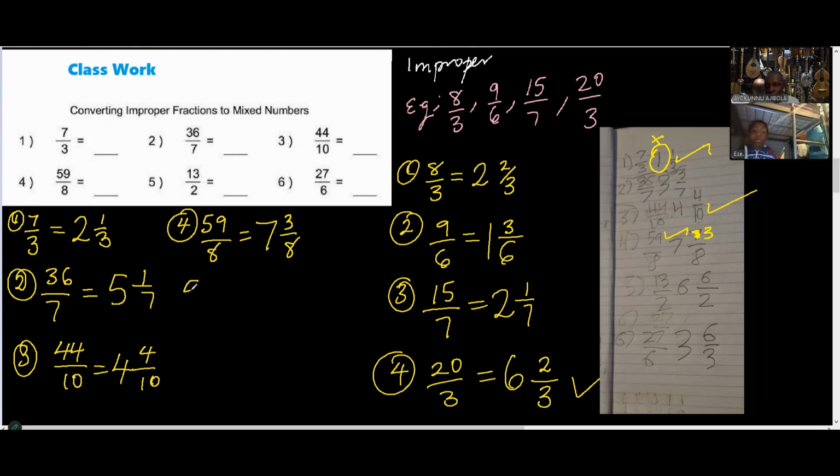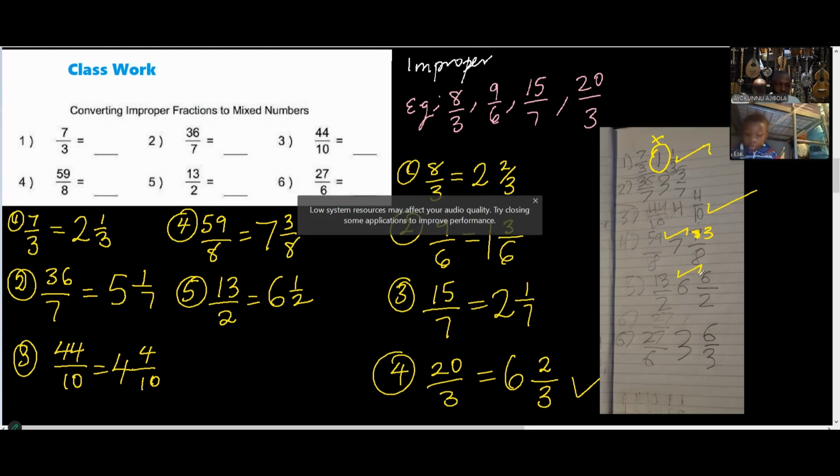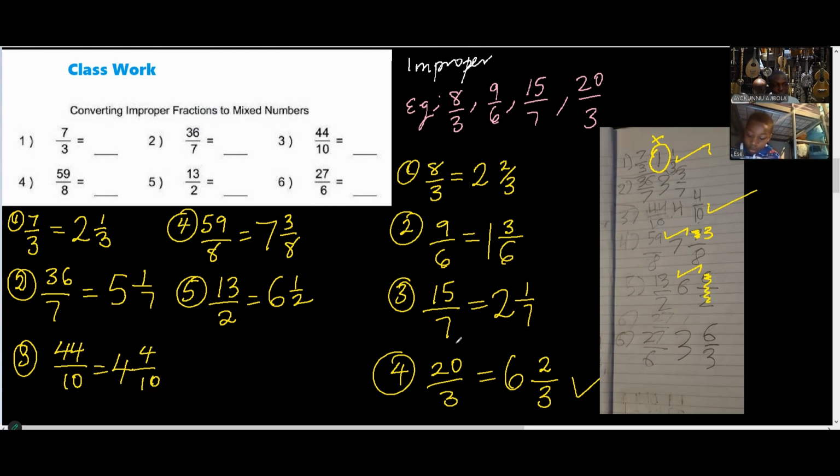Now let's look at number 5. 13 over 2. So how many friends can I give 2 oranges from 13? That's 6 friends. And that's 12, right? If I remove 12 from 13, what do I have left? 1. 1 over 2, okay? So you also got this part, but you didn't get the second part because you were confused along the line, okay?